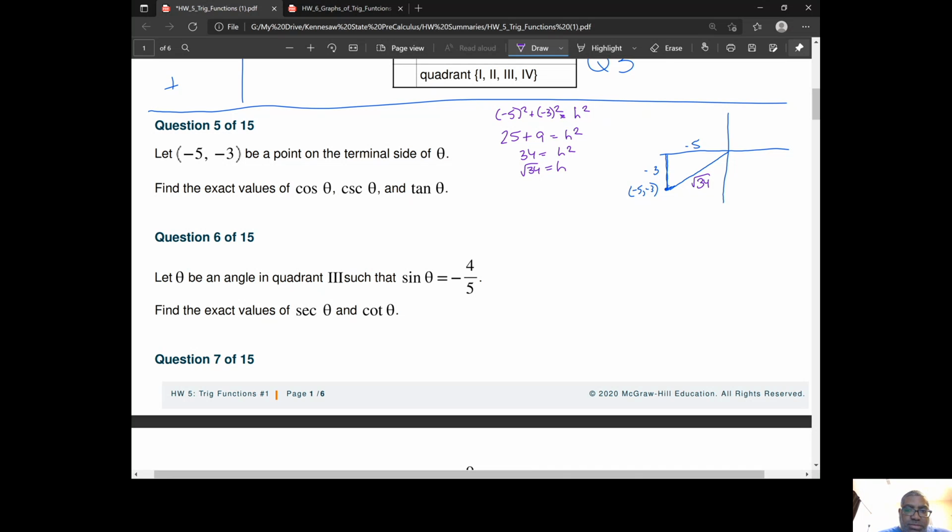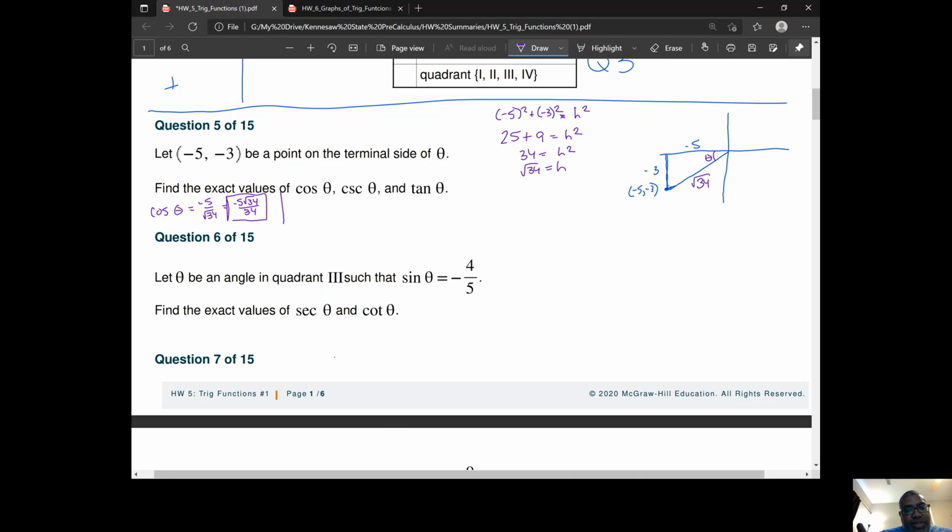So let's go. Cosine of theta. Theta is going to be this angle here. So cosine of theta is equal to adjacent over hypotenuse, which is -5 over root 34, which we can't leave like that. So this becomes negative 5 root 34 over 34. Remember that the hypotenuse is always positive.